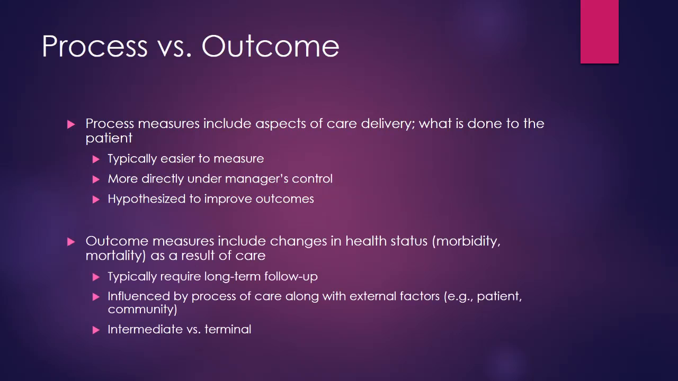Outcome measures are those longer-term changes in health status that result from healthcare. So things like morbidity and mortality. In general, these require longer follow-up, and they're influenced by processes of care, but also lots of other external factors. So patient and community level factors could relate to outcome measures. And then within outcome measures, we could think about both intermediate and terminal outcomes. So intermediate would be things like complication rates, whereas a terminal outcome measure is typically just mortality.